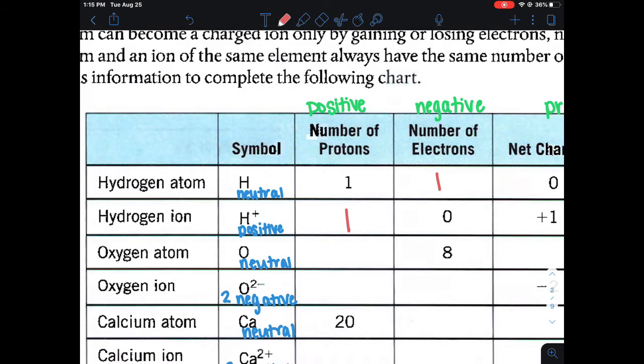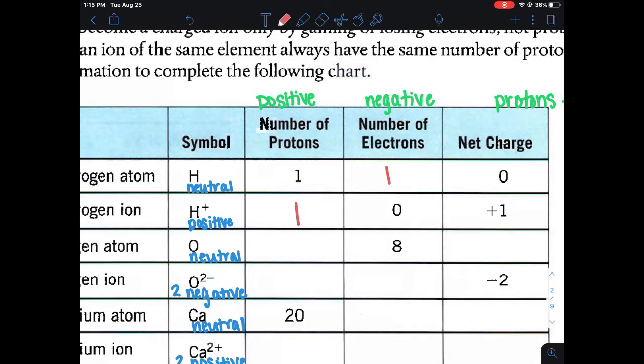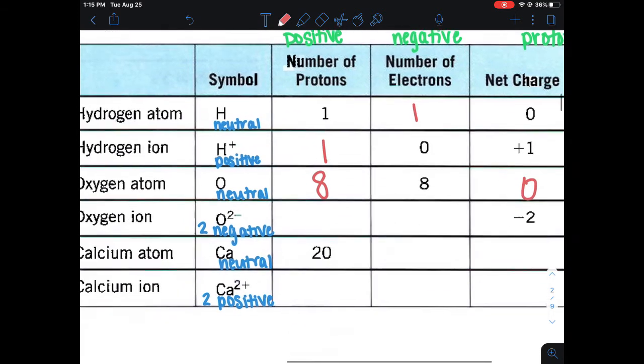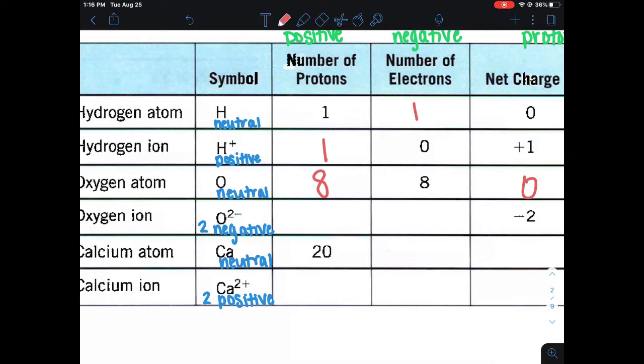An oxygen atom, neutral charge. Okay, if we have 8 electrons, that means that we will have 8 protons. They will cancel each other out, and our net charge will be 0. We knew it was 0 because it's an atom and it has no charge. For the oxygen ion, there's 2 negatives. Okay.